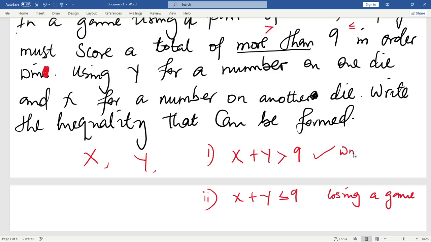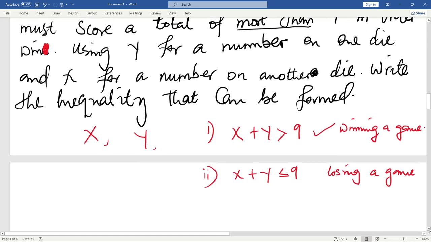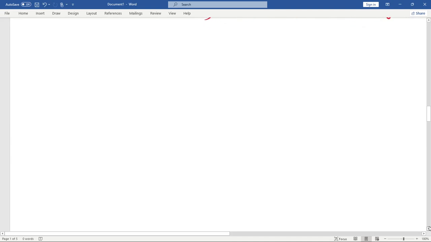So this here is for winning a game, like this here. Okay. So this represents the inequality of a player winning a game, and this represents the inequality for a player losing a game, like this here. Okay. Let's look at one more example. So one more example here. We're saying example 3.